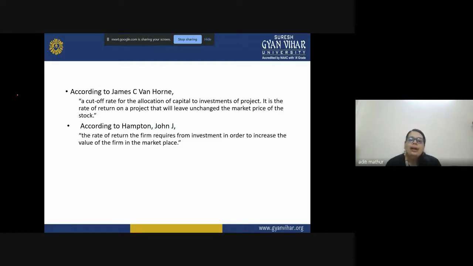According to John, the cost of capital is that rate of return the firm requires from investment in order to increase the value of the firm in the marketplace. Right? So both the definitions are really very important for us. In examination, many a times a normal question comes that explain cost of capital and give example and definition. So you have to write the definition. Please always write the person name who has given this definition and then write the definition in the proper format, that is with the inverted commas, so that you can state and get full marks.